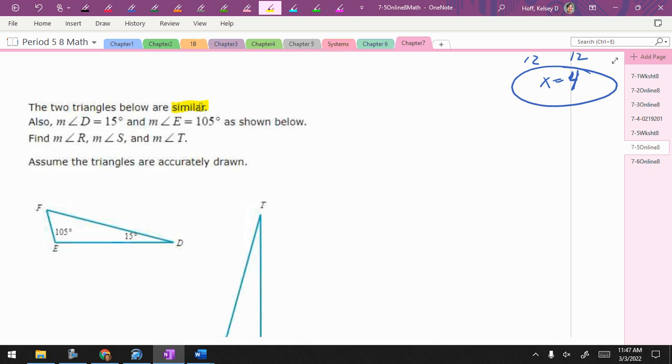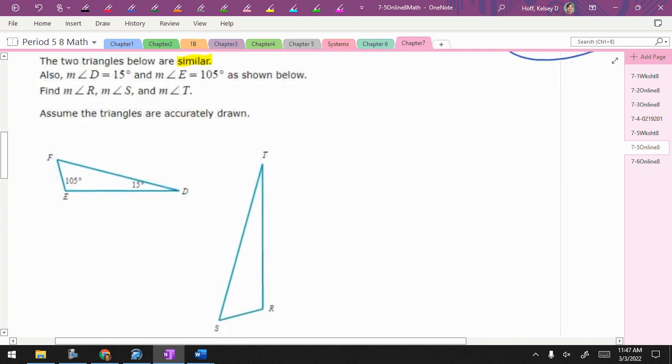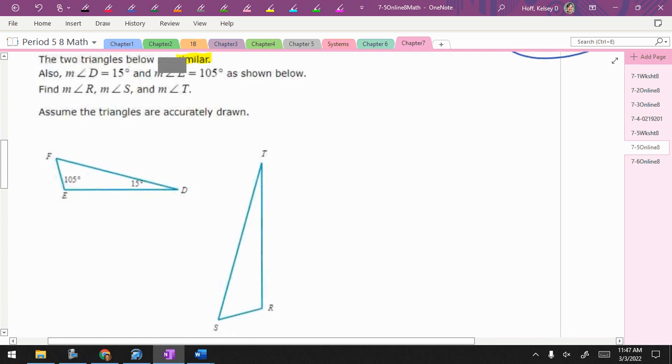Okay, so this says angle D is 15 degrees, angle E is 105 degrees as shown below, and they have that in the picture. They want us to find the degrees of R, S, and T. Now, this statement right here says, assume the triangles are accurately drawn, meaning what looks like the biggest angle in DEF is going to match up with the biggest angle in RST. So a lot of times I say, don't go by whether they're longer or whatever, but this says yes, go by how it appears to match up. So how in the world am I going to figure out R, S, and T? They didn't give me anything over there.